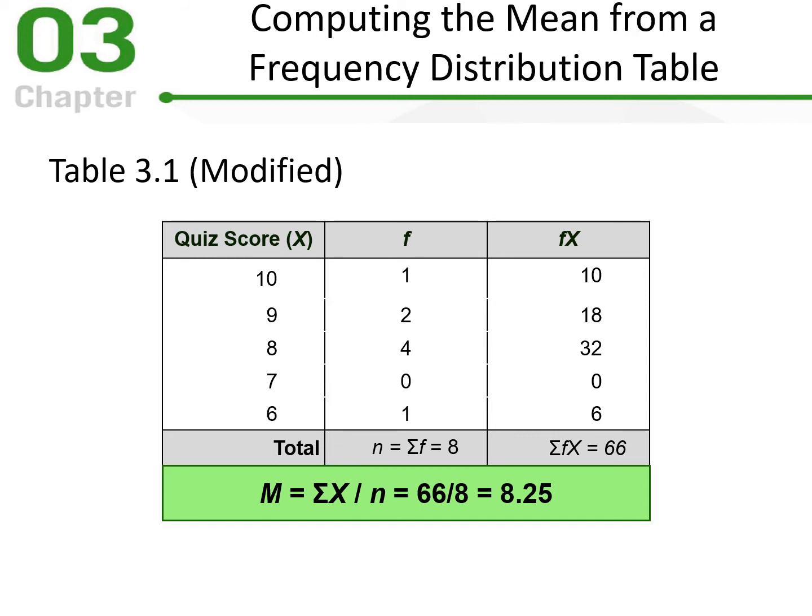But with the table, it's just easier to multiply f by each x score, in this case quiz score. It gives you the fx total column. Add up that fx column, that gives you your sum of x. So sum of fx here is your sum of x, 66. Your total number of scores, your n, is the sum of the frequencies. In this case, it's 8. And then take 66 divided by 8, and you get 8.25. And that is your mean. So it's very simple. You just multiply the columns across, and then divide by the sum of the f's, which is your sample size.